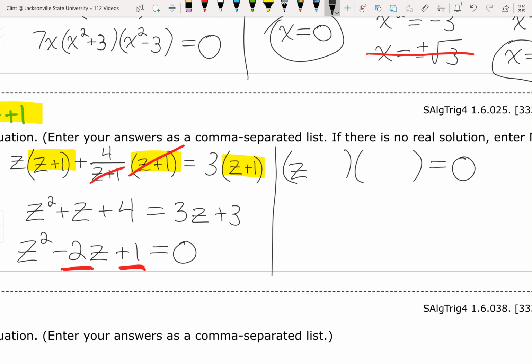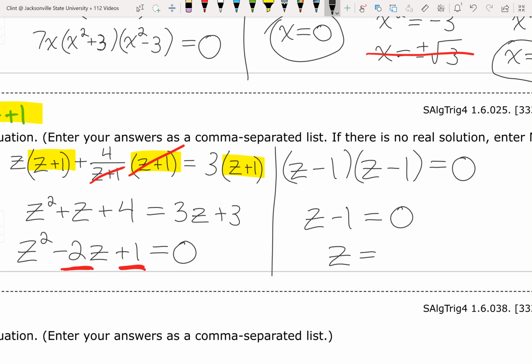So z times z will be z squared. And then -1 times -1 is 1, and -1 minus 1 is -2, so that works. These factors are both the same, so you don't necessarily have to write down both equations. You could just do one. We have z minus 1 equals 0.